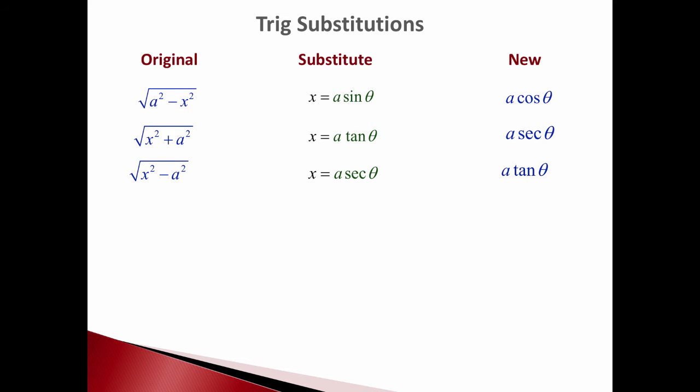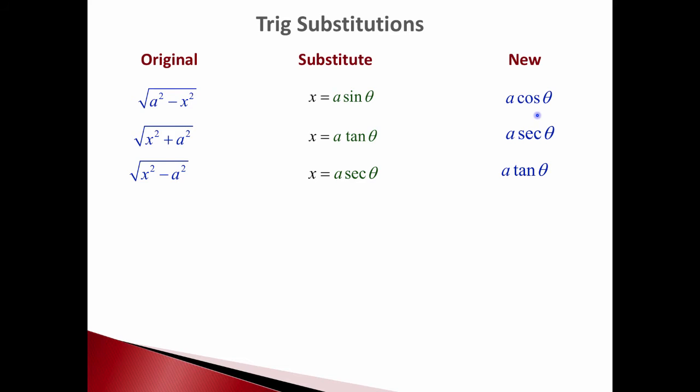So I need to know which of the substitutions from my original table I need, and let's flip back to that table. So it's a squared minus x squared. That's the first one on the table, right? So it's the one with a square root of a squared minus x squared, which means I need to let x equal a sine theta, and the whole thing becomes a cosine theta.